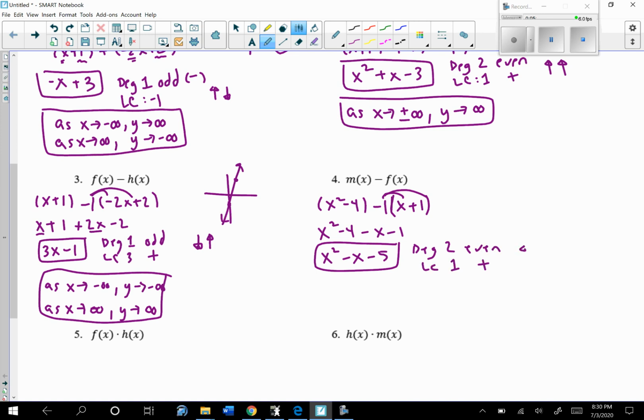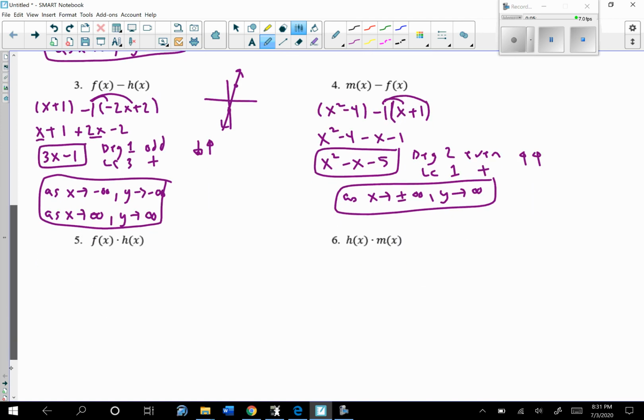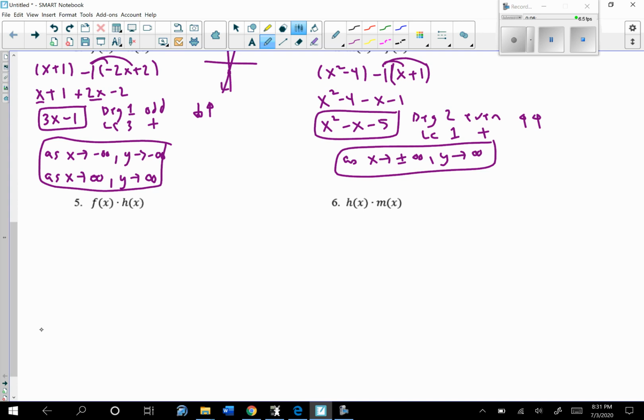positive. So again, just like the one above it, both ends go up. So as x approaches plus or minus infinity, your y values go towards positive infinity. And again, make sure you know those 4 scenarios without having to look at them, because that's important. So go ahead and do 5 and 6 on your own. When you're done, unpause and check your work.